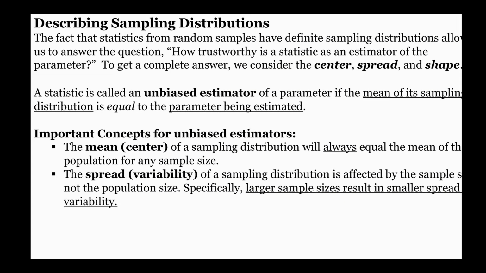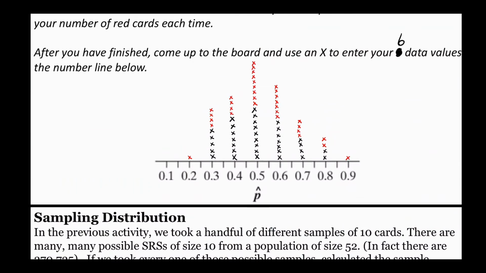Okay, so the fact that statistics from random samples have definite sampling distributions allows us to answer the following question: how trustworthy is the statistic as an estimator of the parameter? So how trustworthy are all of those x's in actually predicting what percent of red there are? Okay, so we have center, spread, and shape. A statistic is called an unbiased estimator of a parameter if the mean of its sampling distribution is equal to the parameter being estimated. What does that mean? This is what that means.